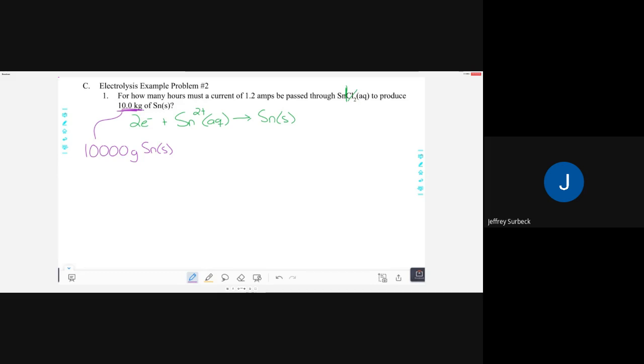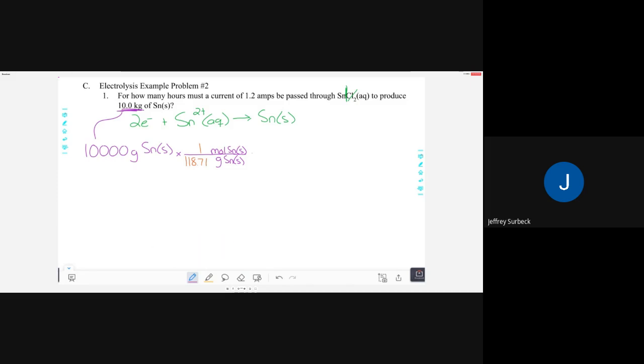So I say times, I draw my line, I put grams of Sn on top, and I'm going to have to go to moles Sn. Now, gram over mole, mole over gram, molar mass. Where would I look to find that number? Periodic table. The periodic table tells us that there is 118.71 grams to every 1 mole of our particular tin. Still not in coulombs, so we have to keep going.